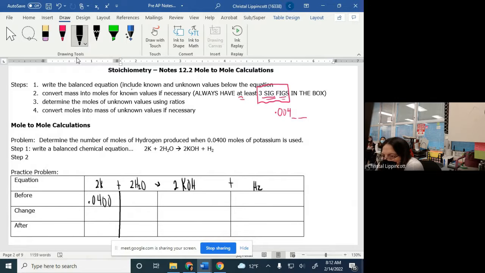Now, at this point, we're going to assume that we have an excess amount of water available.